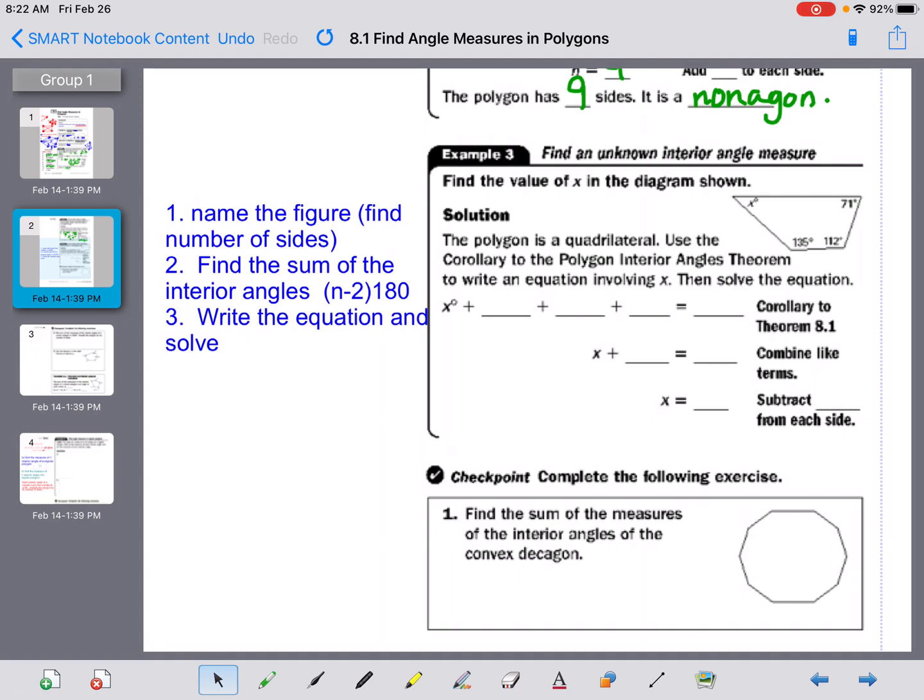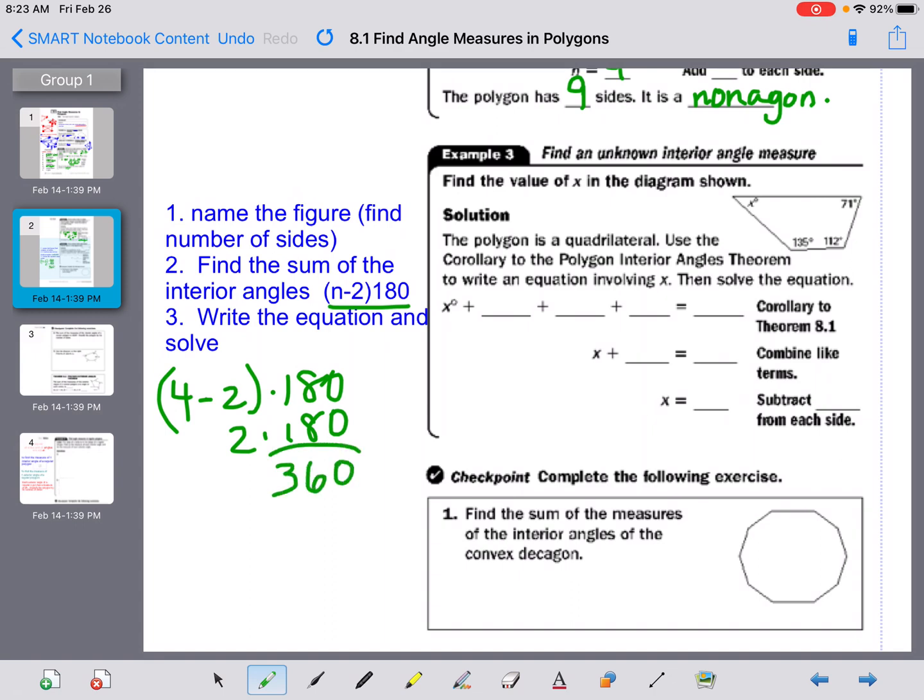Okay. So the first thing in my steps over here, I say name the figure or find the number of sides. That's important to know, okay? So I have 4 sides. Find the sum of their interior angles. Do n minus 2 times 180. So 4 minus 2 times 180. So that's 2 times 180. That means they should equal 360, okay?